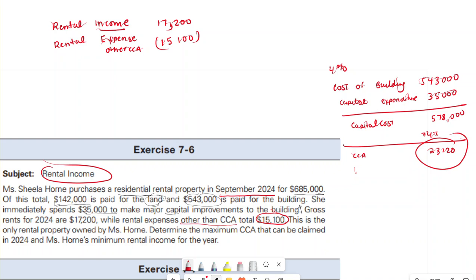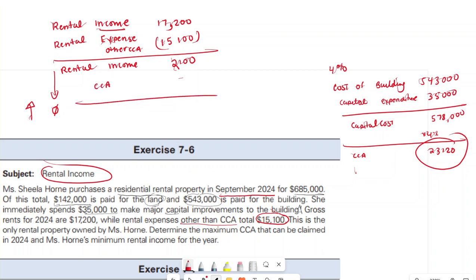So what is your rental income? My rental income will be your income minus your expenses. Either you have an income or you have a loss. In this case, we have an income of 2,100. So we can reduce this rental income to zero, but we cannot increase the CCA. We can deduct CCA till your rental income is zero, so we can only deduct 2,100.